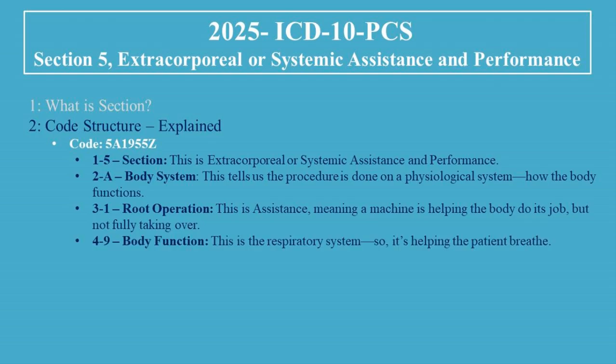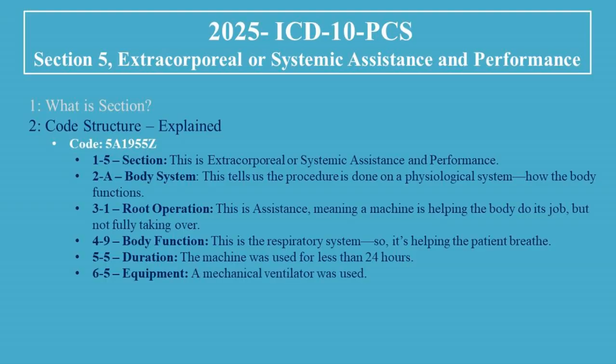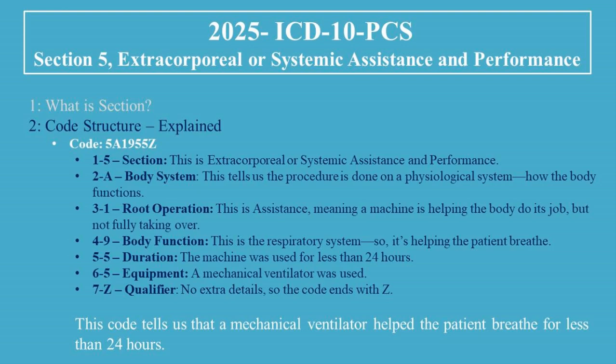Fourth character, 9, body function. This is the respiratory system, so it's helping the patient breathe. Fifth character, 5, duration. The machine was used for less than 24 hours. Sixth character, 5, equipment. A mechanical ventilator was used. Seventh character, Z, qualifier, no extra details, so the code ends with Z. This code tells us that a mechanical ventilator helped the patient breathe for less than 24 hours.